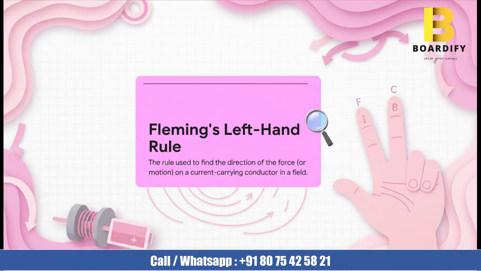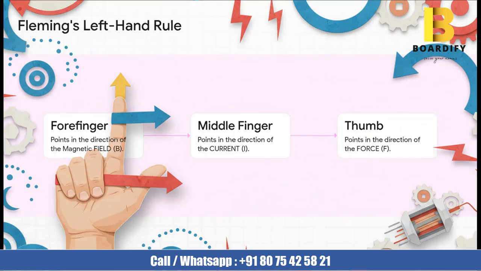Up, down, left, right? For that, we need our second essential tool, Fleming's left-hand rule. Now pay attention. If the question asks about the direction of force or motion, you need to use your left hand. Don't mix them up. All right, get your left hand ready.